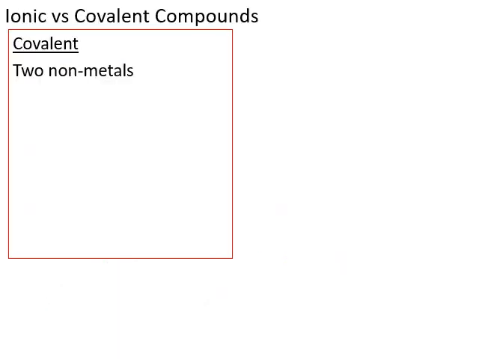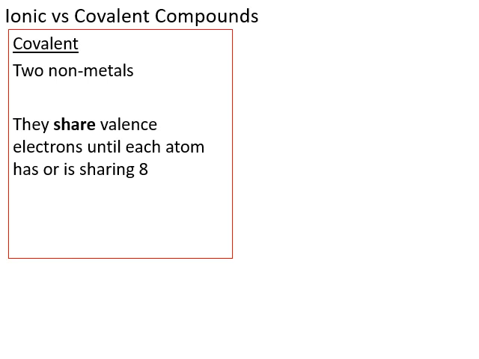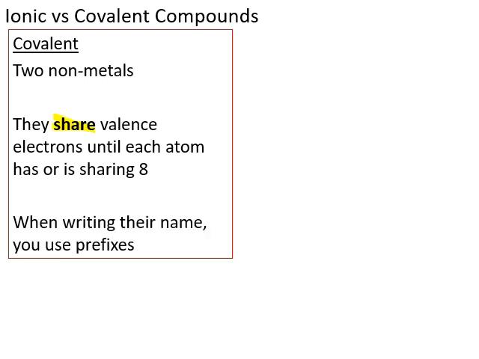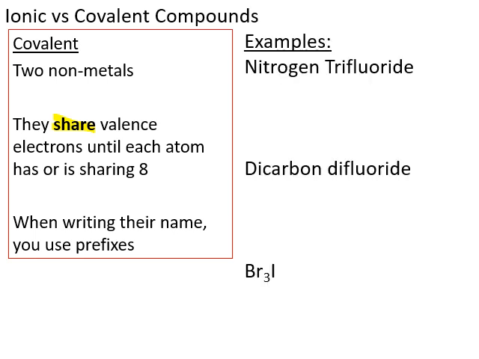Okay, covalent compounds. 2 nonmetals bonded together, and they share their valence electrons until each one has, or they're sharing, 8. And when you write the name of a covalent compound, you use prefixes. So our examples, nitrogen trifluoride. Nitrogen, no prefix, so there's just one of them. Tri, like a triangle, there's 3 fluorines. So that formula is NF3.